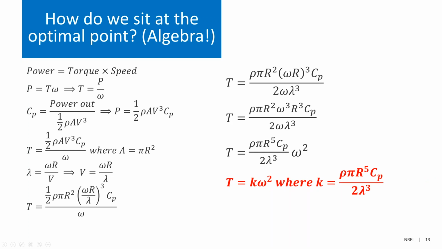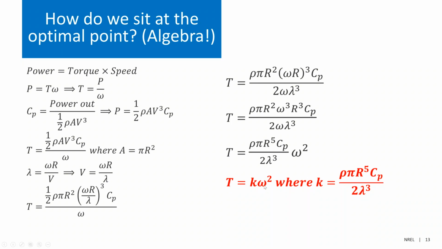Now you can change rho with air density changes in the atmosphere, and you can decide not to run at the optimal point if you want to control your turbine. But for optimal operation, you'll sit at the constant C sub P at the optimal, a constant lambda wherever that occurs. The air density is going to be relatively slow changing, and your rotor radius better not be changing unless something disastrous happens.